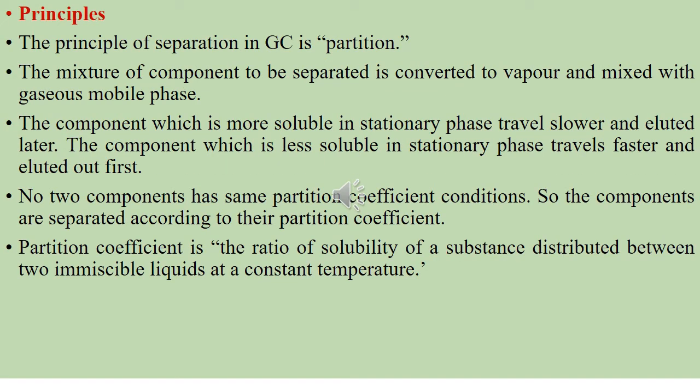Coming to the principle of separation of gas chromatography is partition. The mixture of component to be separated is converted into a vapor and mixed with gaseous mobile phase. The component which is more soluble in the stationary phase travels slower and eluted later. The component which is less soluble in stationary phase travels faster and eluted out first. No two components have same partition coefficient conditions, so the components are separated according to their partition coefficient. Partition coefficient is the ratio of solubility of a substance distributed between two immiscible liquids at a constant temperature.